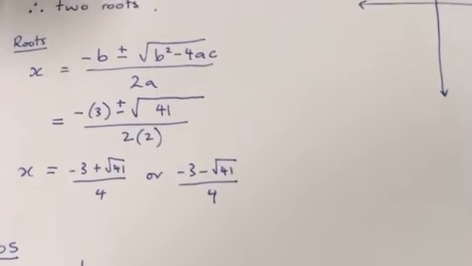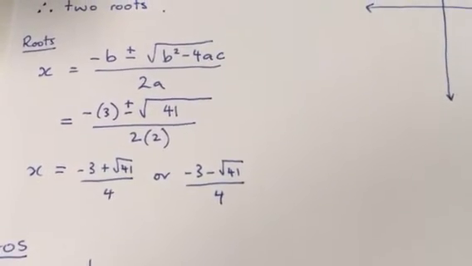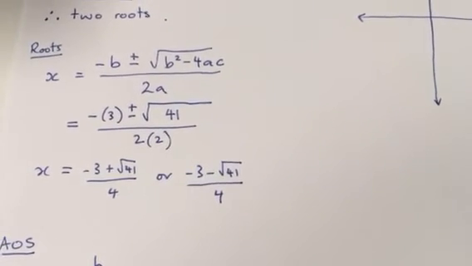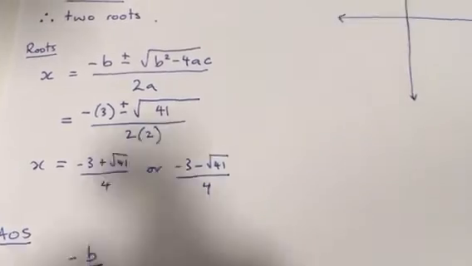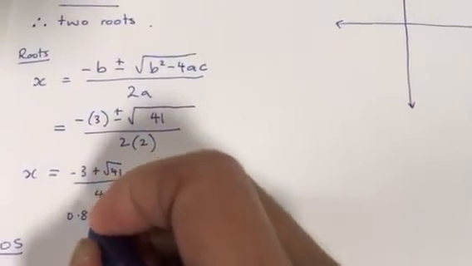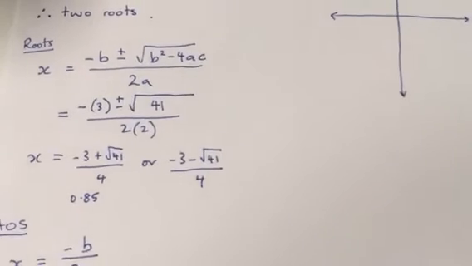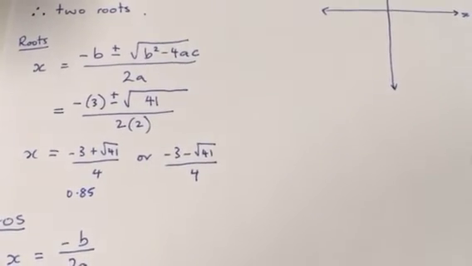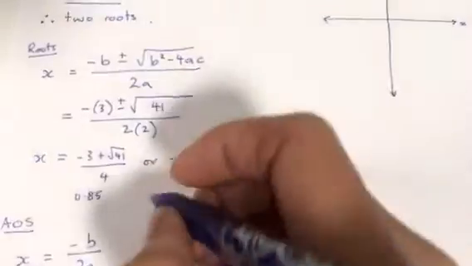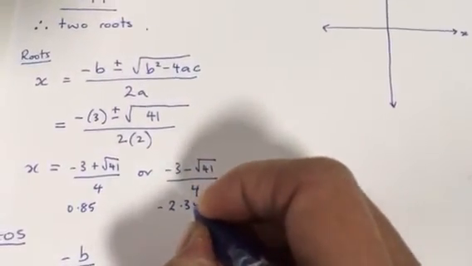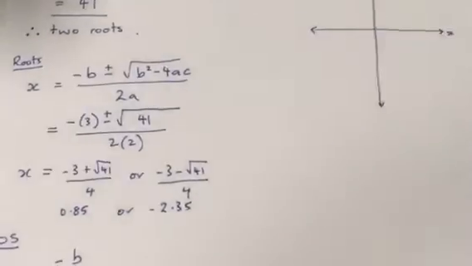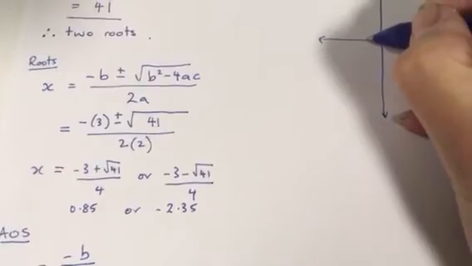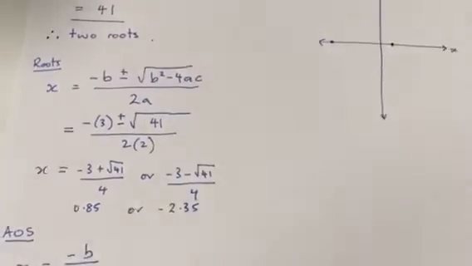So negative 3 plus the square root of 41, all divided by 4. So that's 0.85 to 2 decimal places. And then I've got the same thing but take away, and I get negative 2.35. Okay, so now I can sketch those. So 0.85, let's say that's about here. Negative 2.35, let's say that's about here.